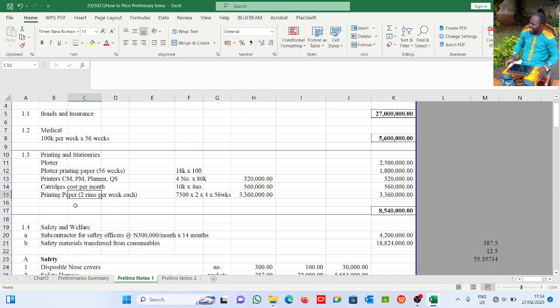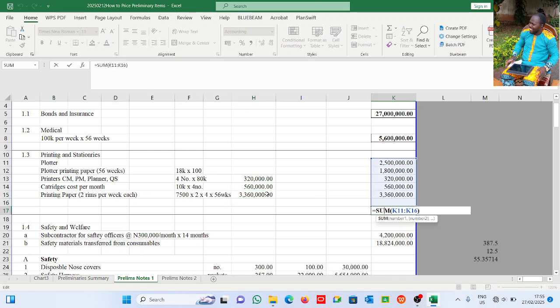All right, now we need printing papers too. Printing papers, definitely. So if we plan for 2 reams per week, depending on the magnitude of the project, in this case, BTCL is planning 2 reams per week for 4 number printers, and the ream is 7,500 naira. 2 reams per week for 56 weeks. This is what we have here, 7.5 for 2 number papers for 4 number printers for 56 weeks. So we have this. So this is some for printing and stationery. These are all preliminary items. This is how you price them.